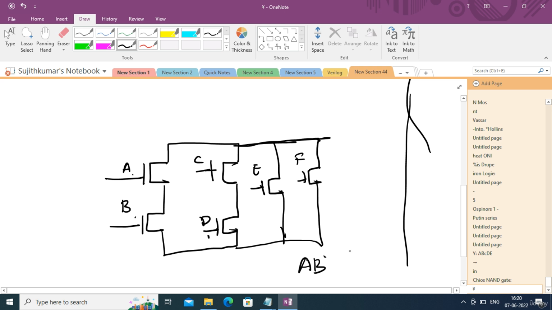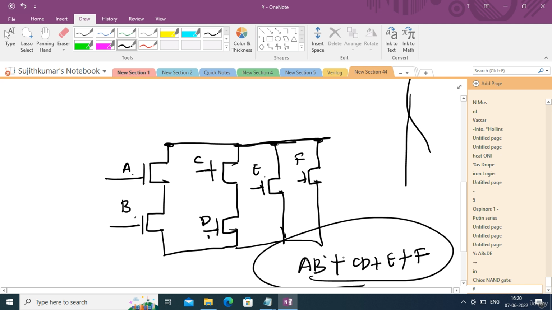C and D are in series, so I'm writing C and D. E is a separate transistor, so there is no operation, it's simply E. And F is again a separate transistor, I'll put F. All these are in parallel, as you can see, all these are connected together, node to node, end to end connected, so they are parallel. I can put some plus here.